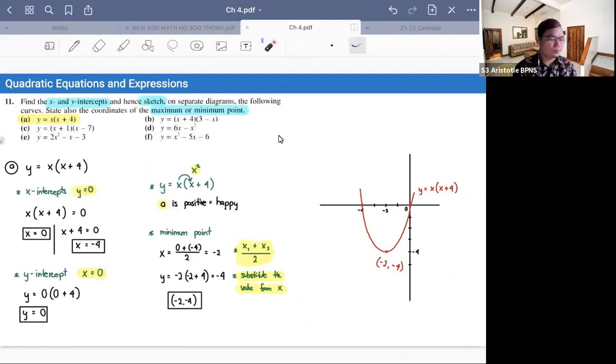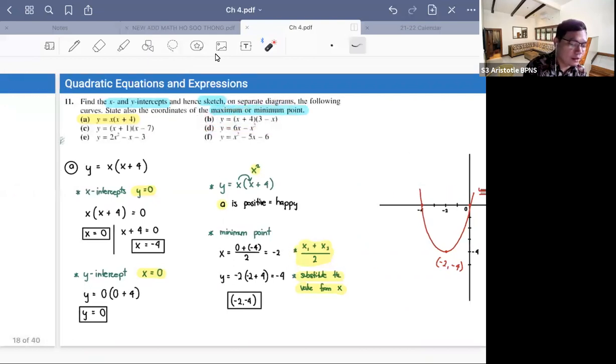Do you guys have any questions for letter A on how to graph this kind of equation? Sec 3? No question so far? All right. So I'll have one more example. Maybe this is my last example for today, and then I'll let you do one or two questions for this one. So I'll go ahead and answer letter B.